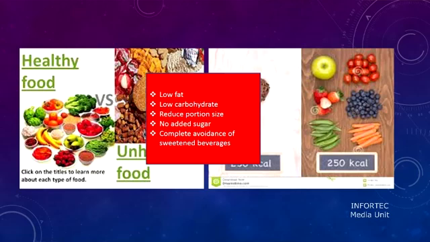and also giving them an idea how they can look at the calorie count of various food items. So they have the liberty to choose the healthy food items for the child. So by that we aim at putting the child on a low-fat, low-carbohydrate diet with reduced portion sizes. Most obese children consume very high portion sizes, sometimes even more than what their parents eat. And also no added sugar and complete avoidance of sweetened beverages. Right? So these are the main aims of introducing a healthy diet for these children.